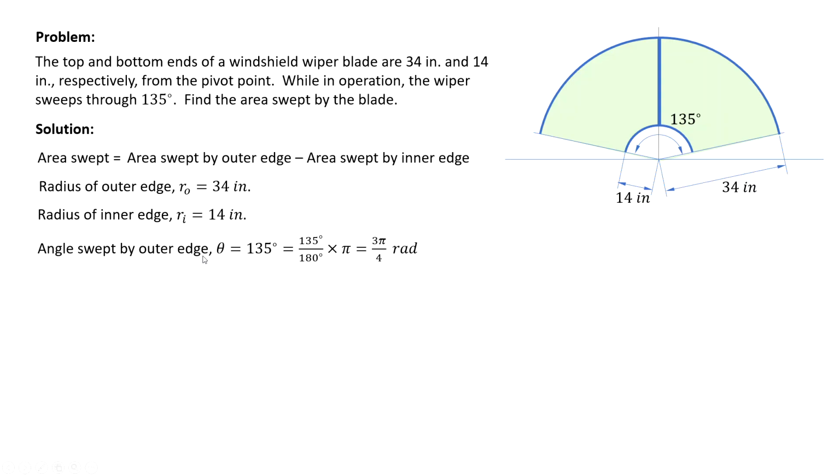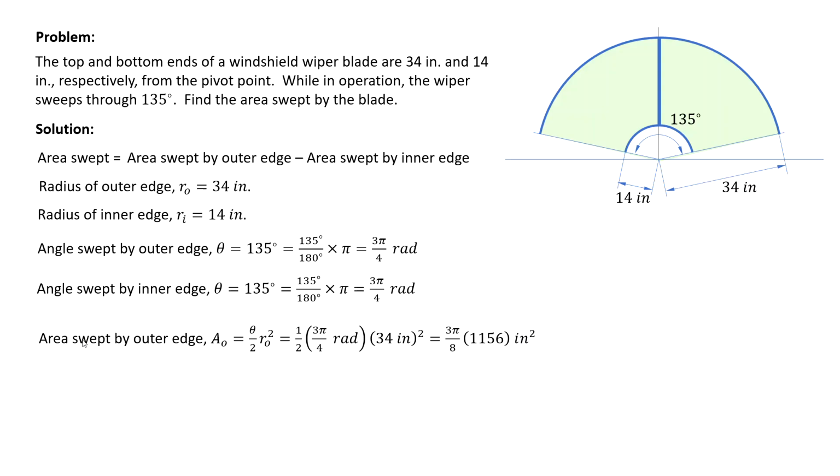Area swept by the outer edge, and theta is equal to 135 degrees, is 3 pi over 4 radians. Angle swept. It's not area. Okay, angle swept by that, we need to convert into radians. So that's exactly what we did by multiplying by pi over 180. And angle swept by the inner edge is the same. And area swept is theta over 2 times r sub o square, 1/2 r squared theta.